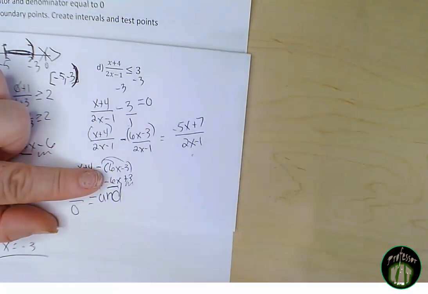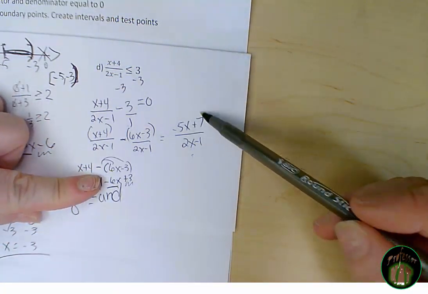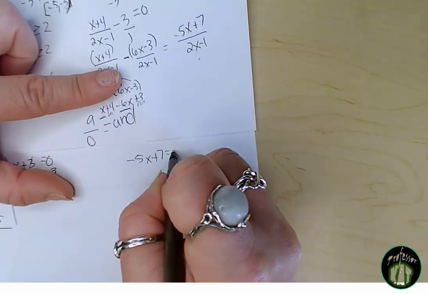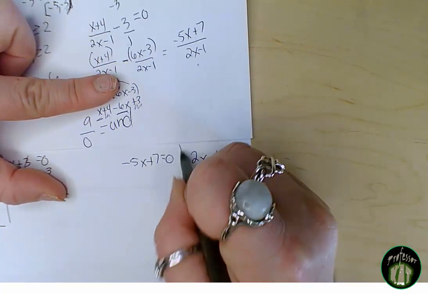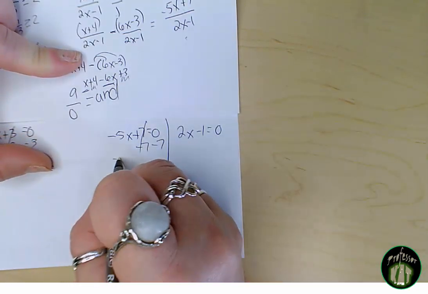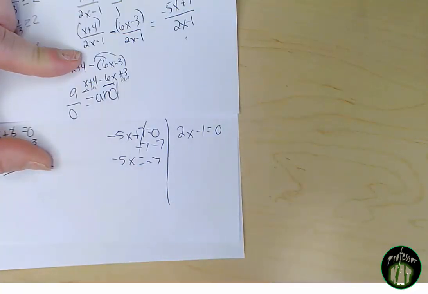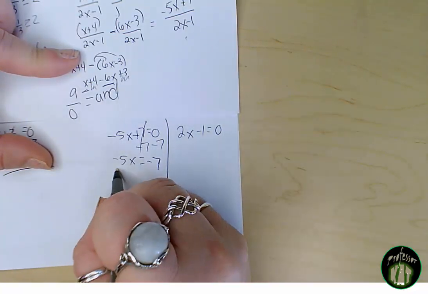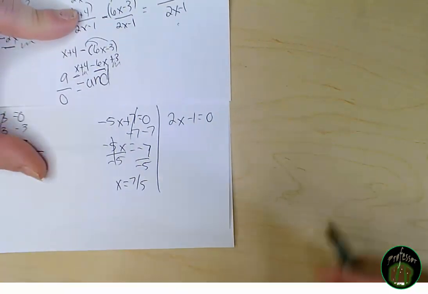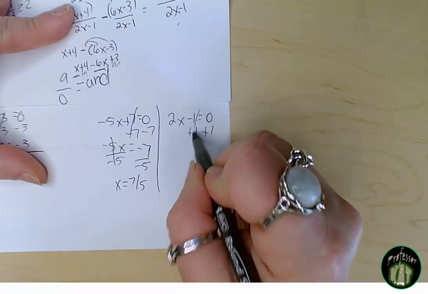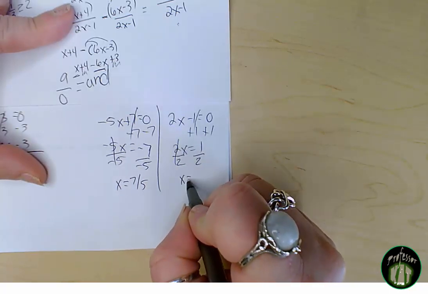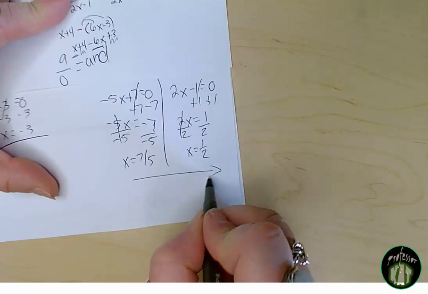So once you have your numerator and your denominator all simplified into a single fraction, you can take your numerator, set it equal to 0, take your denominator, set it equal to 0, and solve to get your boundary points. Subtract the 7 on each side here, which is going to give us negative 5x is equal to negative 7. Divide by that negative 5 to get x is 7/5. On our other equation here, add the 1 to the other side to get 2x is equal to 1. And divide each side by 2 to get x is 1/2.